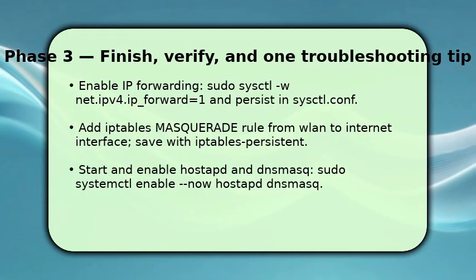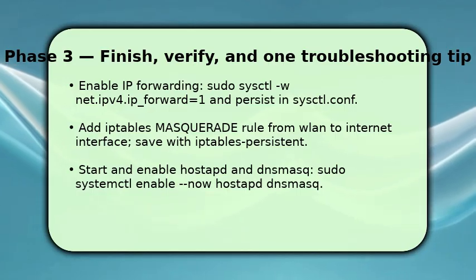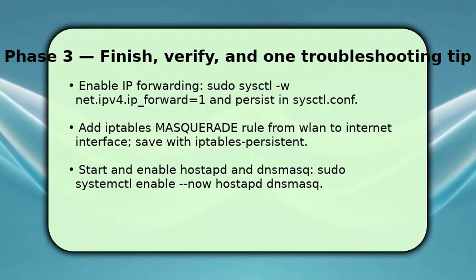If clients fail, check logs with journalctl -u hostapd and dnsmasq, ensure no channel conflict, and verify the Wi-Fi adapter supports AP mode as a troubleshooting tip.